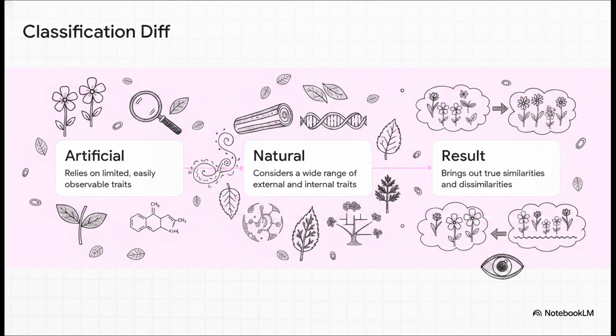First, consider the artificial system. As we noted, it relies only on limited, easily observable traits. Next, contrast that with the natural system, which considers a comprehensive range of external and internal traits, all the way down to phytochemistry. So our final result is clear. The natural system's true superpower is that it brings out the true similarities and dissimilarities among organisms by considering that wider range of characteristics, rather than just one or two floral traits. It simply gives us a much more accurate picture of evolutionary relationships.